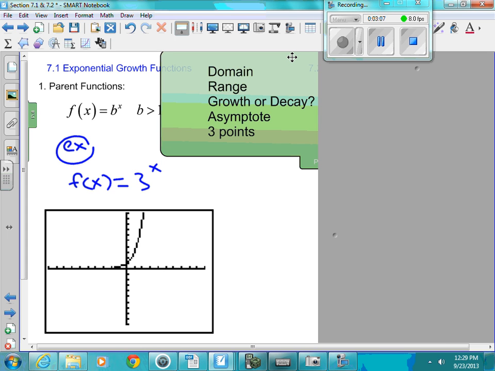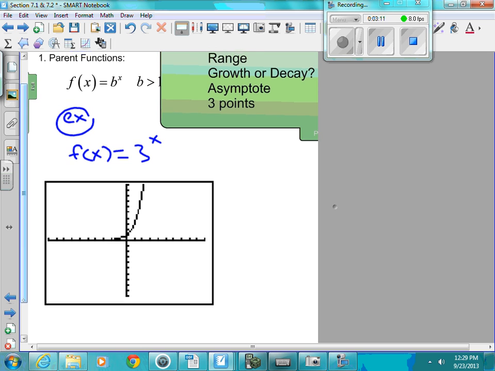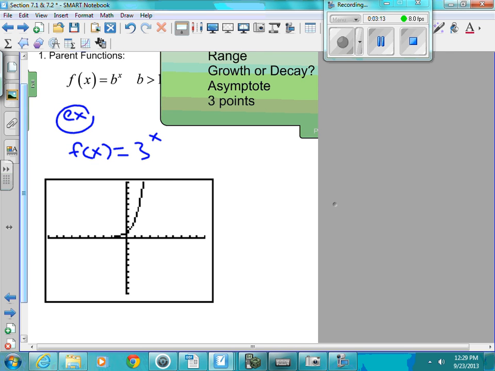Okay? Well, let's look at the domain. Are there any values for this function that we can't plug in for x? For instance, is there anything where we plug in an x and our domain is going to be undefined? The answer to that one is no. I can plug in positive or negative real numbers for x, and I will get outputs. So my domain is going to be all real numbers. And that should hold true for all exponential growth equations.